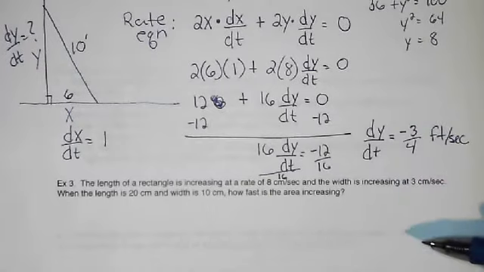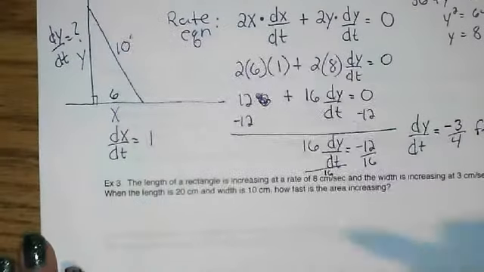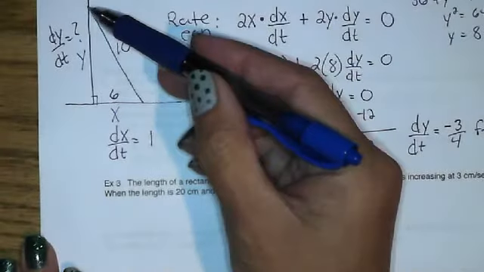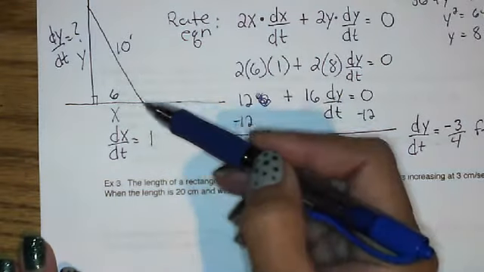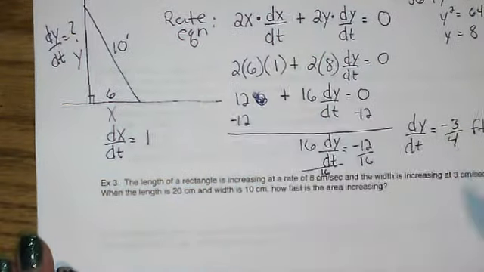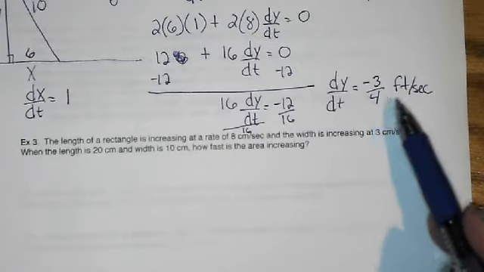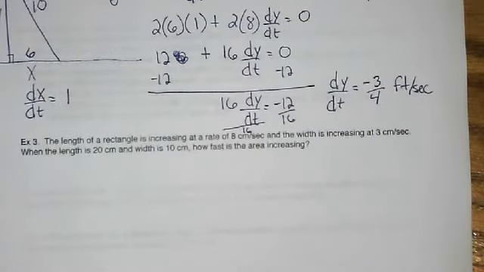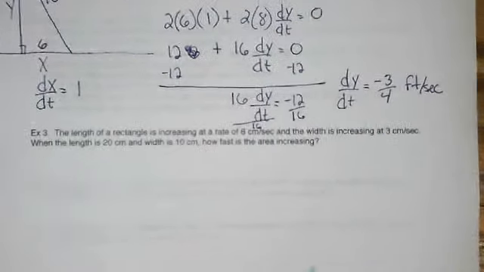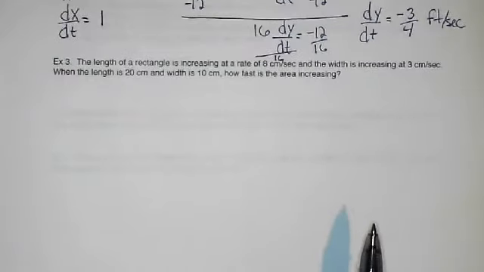And let's take a look. Remember why this is coming up negative? Remember, if the derivative is negative, that means the original value is decreasing. That makes sense in the problem because the y value, the y side of my triangle, is shrinking as the bottom of the ladder gets pulled out. So it's dropping at 3/4 of a foot per second when x is 6.